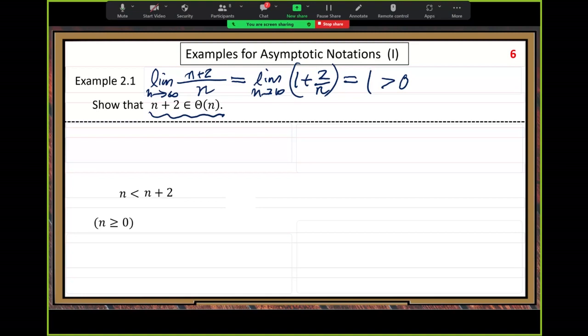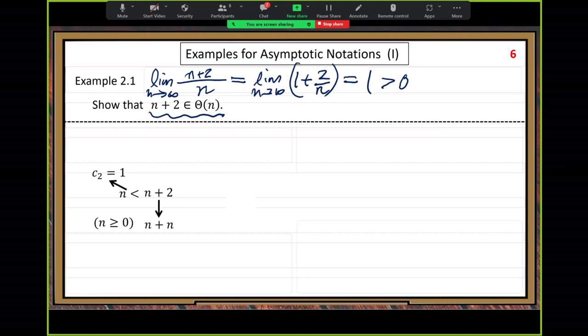When you need to specify the range, when is this inequality true? Because we only consider n greater or equal to 0, when n is greater or equal to 0, this inequality is true. So this 0 is our n0. And C2 here is 1. Okay.